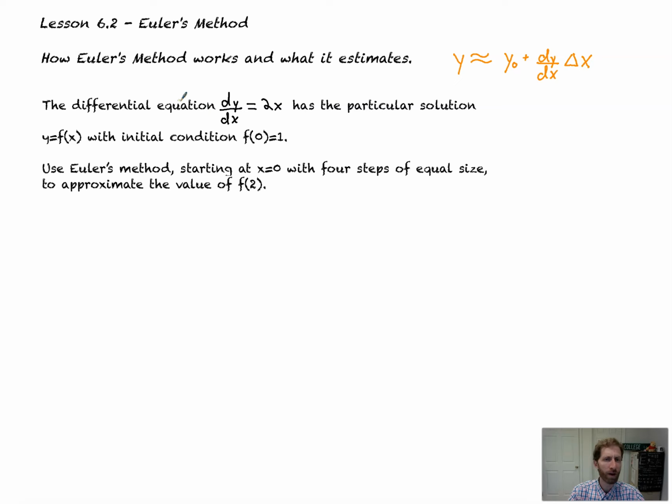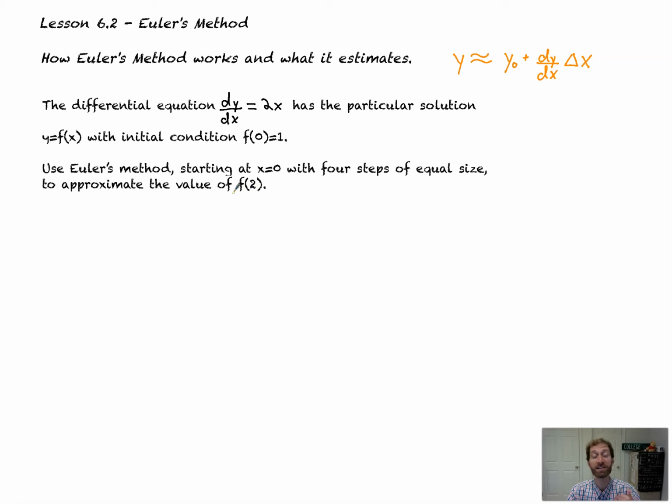So this says the differential equation dy/dx equals 2x has the particular solution y equals f of x with initial condition f of 0 equals 1. So what that means is you have a differential equation. You have some solution to that differential equation, y equals f of x. And we've got the initial condition, or the point (0, 1), is on that function. We're going to use Euler's method starting at x equals 0 with 4 steps of equal size to approximate the value f of 2. By the end of this video, you're going to know how to do this process.